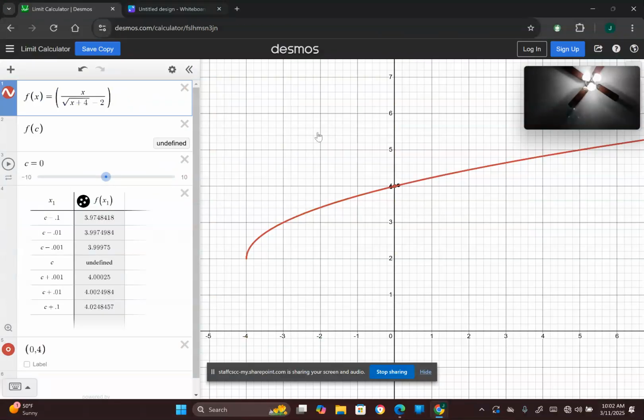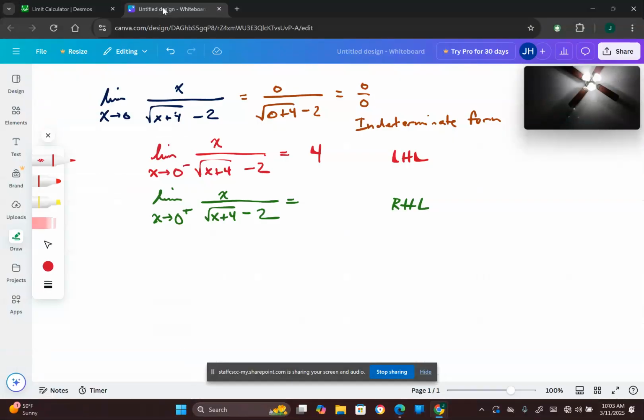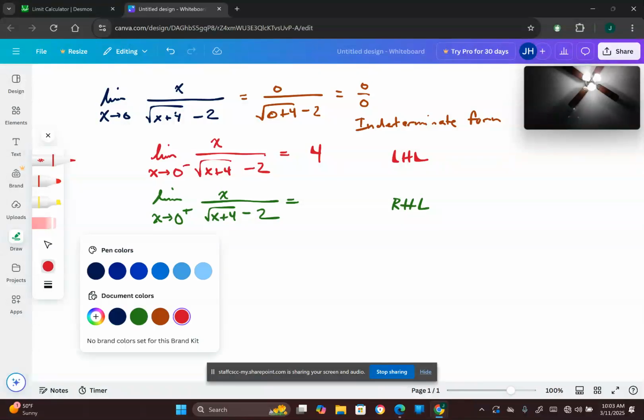We're going to do the same thing on the right-hand side. We're going to get close to 0 from the right-hand side. Notice my x values are getting closer and closer to 0 from the right, but those y values are approaching what? It looks to me like they're getting closer and closer to 4. So even back here on this screen, I'm going to say the right-hand limit is 4.